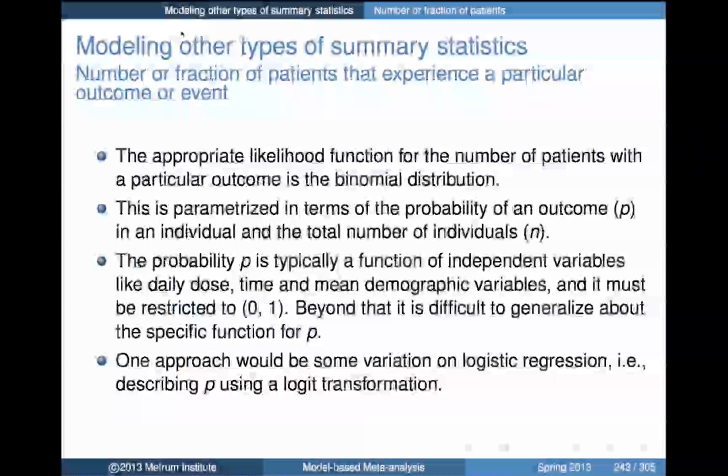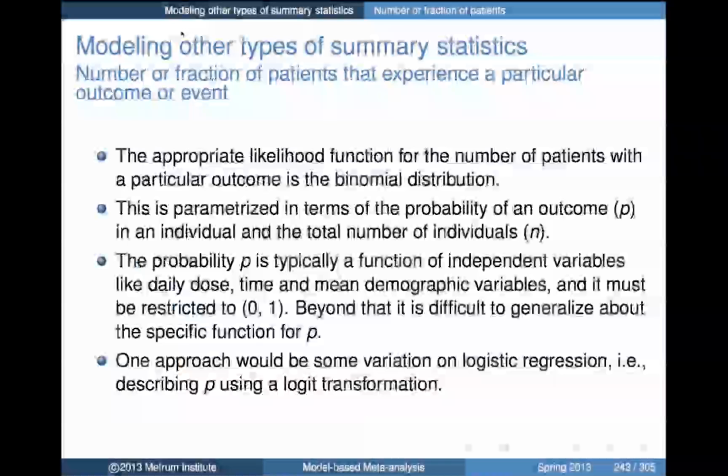Let's start out with a pretty common one, and that's going to be a situation where the summary statistic you get may be the number or fraction of patients that experience a particular outcome or event in a study, and that can come up in a lot of contexts. Basically what we're talking about is summarizing binary outcomes. As I say here, binary outcomes in individual patients are often summarized in terms of the number or fraction of patients with one of those 2 possible outcomes.